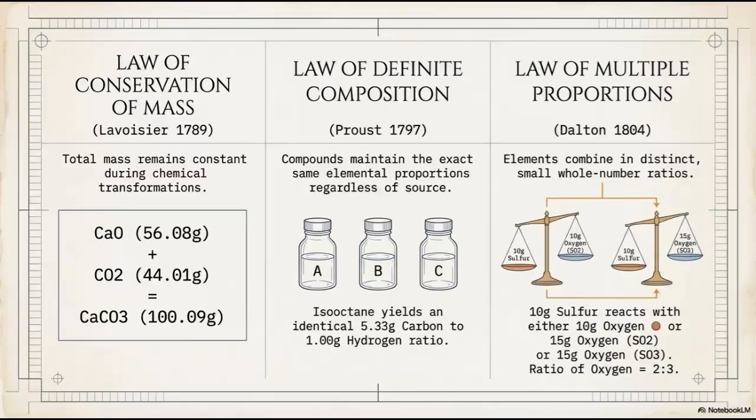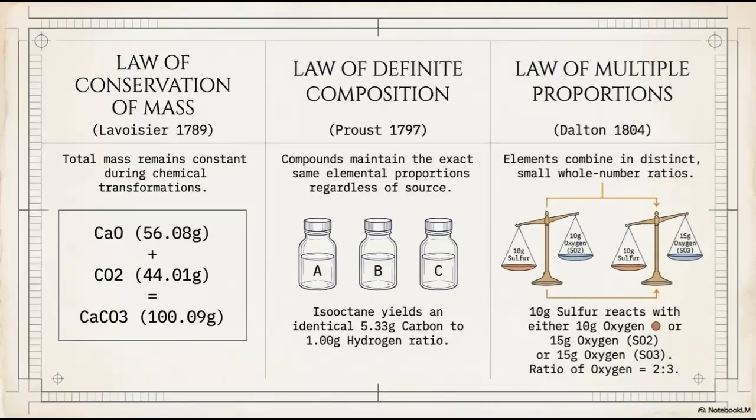Then we have the law of definite composition. We said that if you have different compounds made of the same element, as long as the ratio between the two elements is the same, then they are the same compound. So if jar A, jar B, and jar C are made of carbon and hydrogen, and the ratio is 5.33 grams to 1 gram of hydrogen, then all three are isooctane.